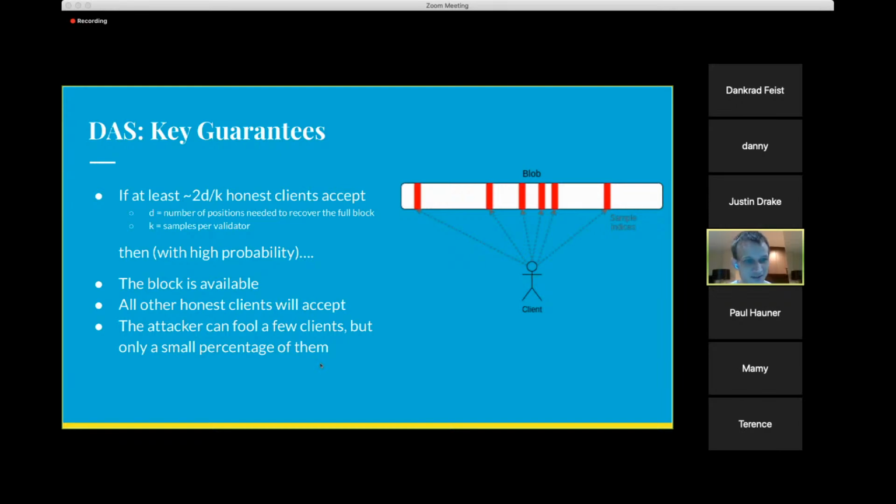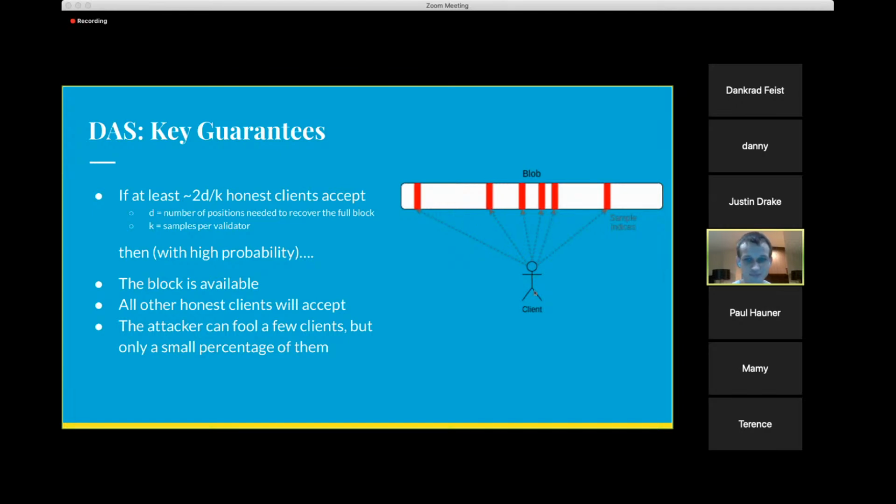And now, the attacker can theoretically fool a few clients, right? The way they fool a few clients is if the attacker publishes none of the body, and then just waits for clients to make requests, and only satisfies those requests.